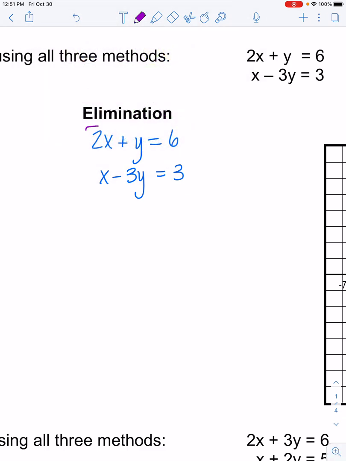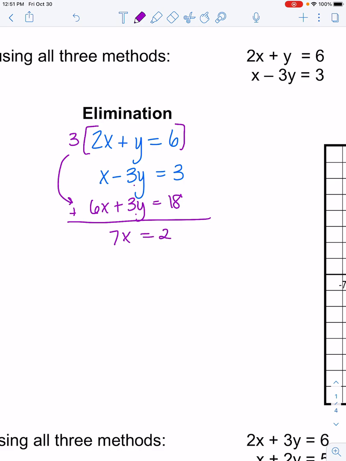So I'm going to take this top equation and just multiply it by 3, because when I do that, I'm going to get 6x plus 3y equals 18, which means that my y's here, when I add them together, a negative 3y and a positive 3y will equal 0. So I get 7x equals 21. I have eliminated the y. So when I divide both sides by 7, x equals 3.